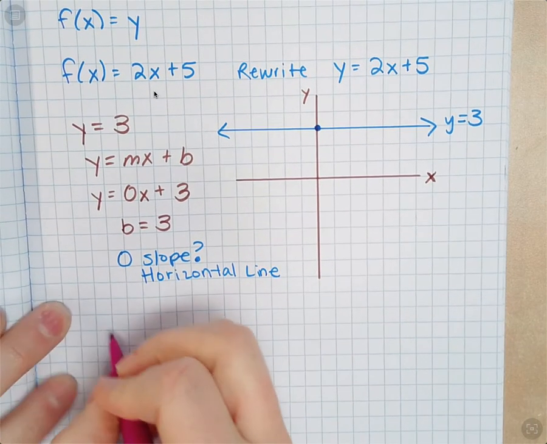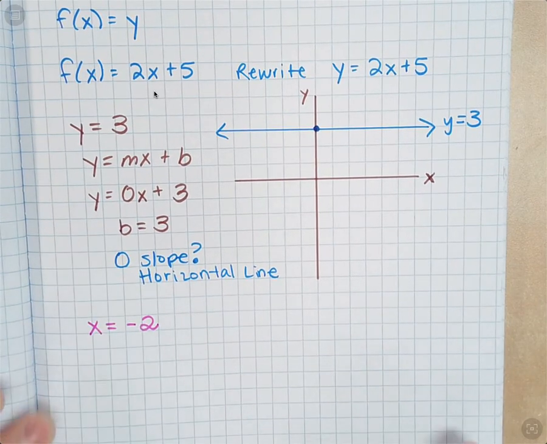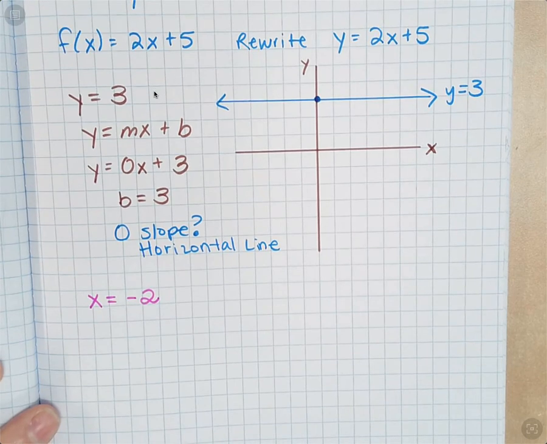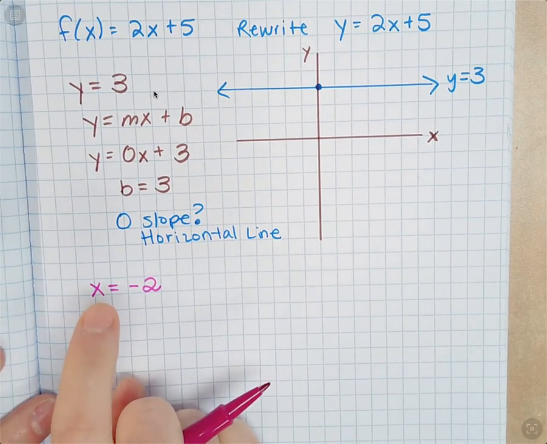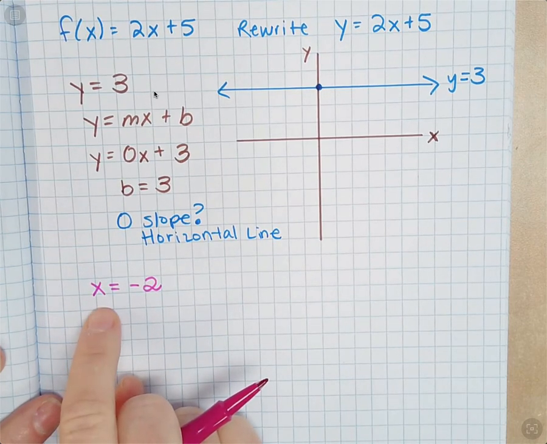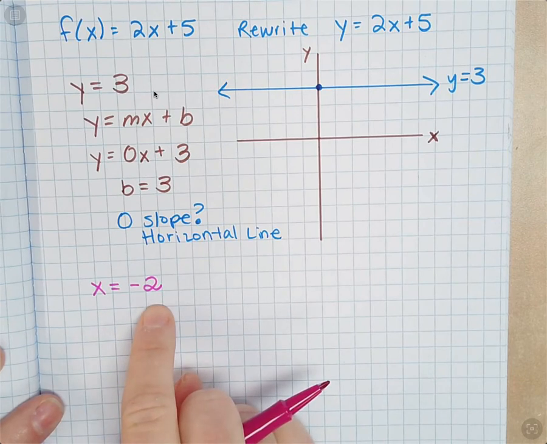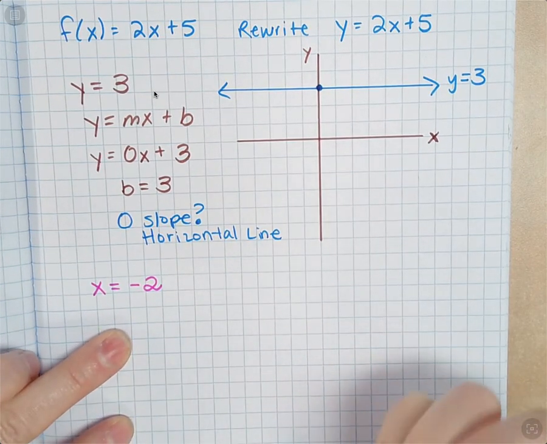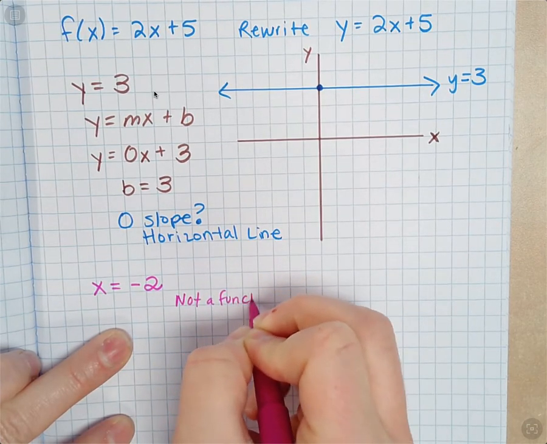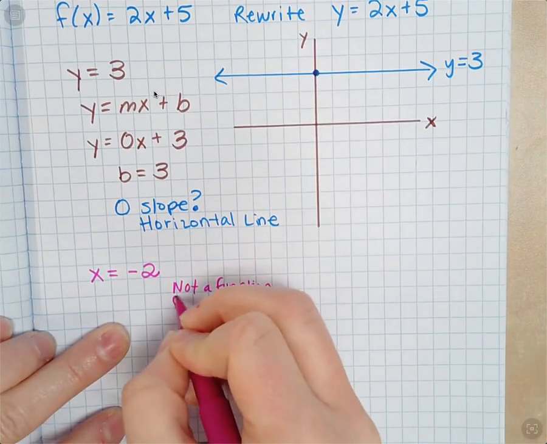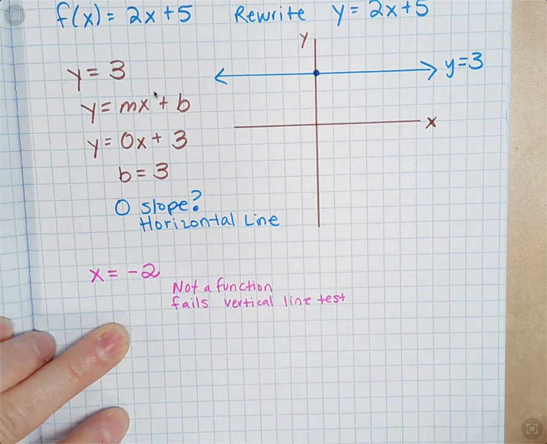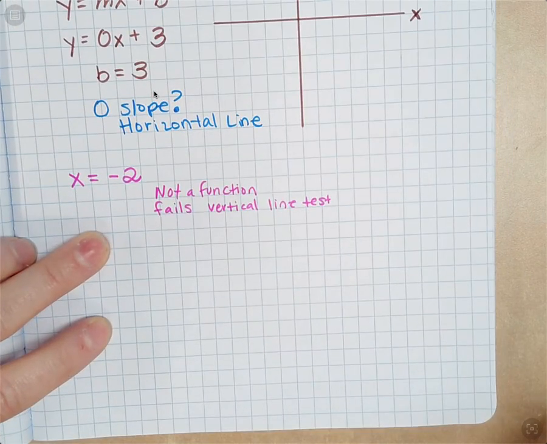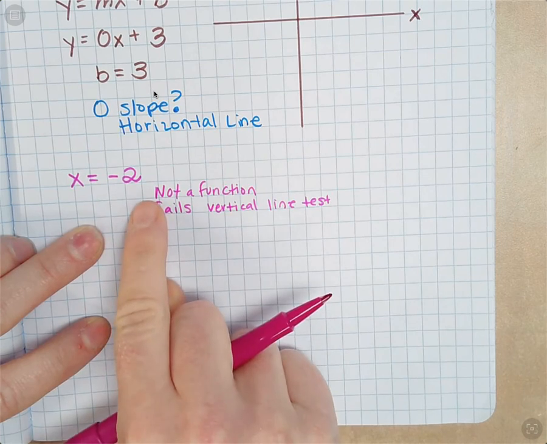Okay, the next example is, let's say we have x equals -2. We had one similar to this on our slope task cards, and then you were asked what's the slope of that. Is this going to even be a function? It doesn't say y equals, so this is not a function. So if it's not a function, it doesn't pass the vertical line test. So I'm going to put that on there. Fails vertical line test.